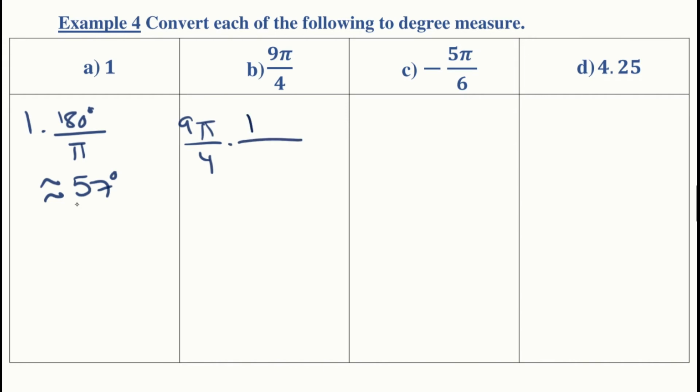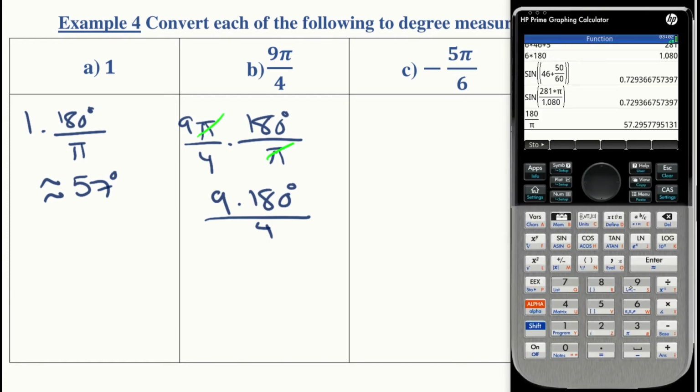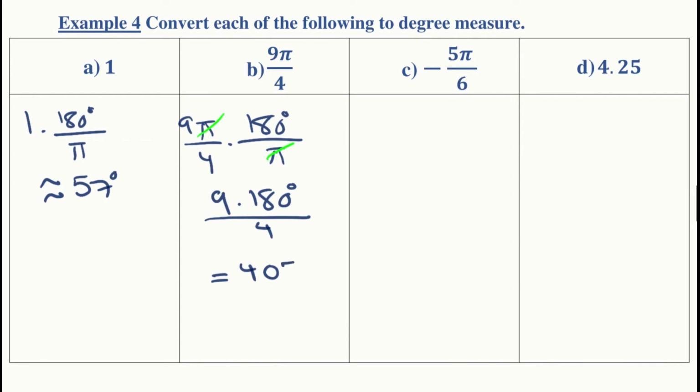So what we're going to do is multiply by 180 over pi. When there is a pi in the original number, they will cancel out, and so we just get 9 times 180 degrees over 4. So 9 times 180 divided by 4. So we get 405 degrees.